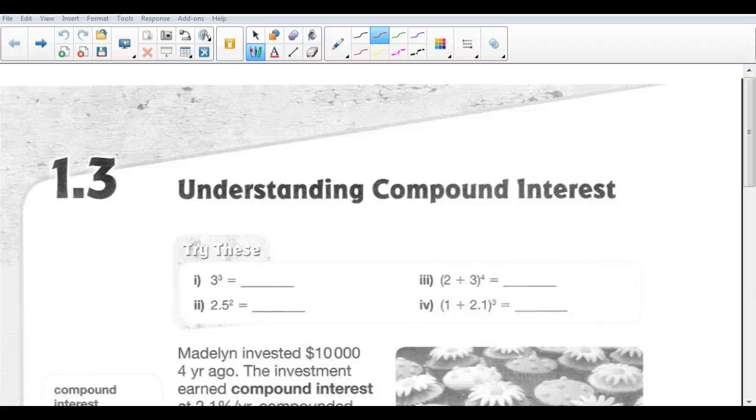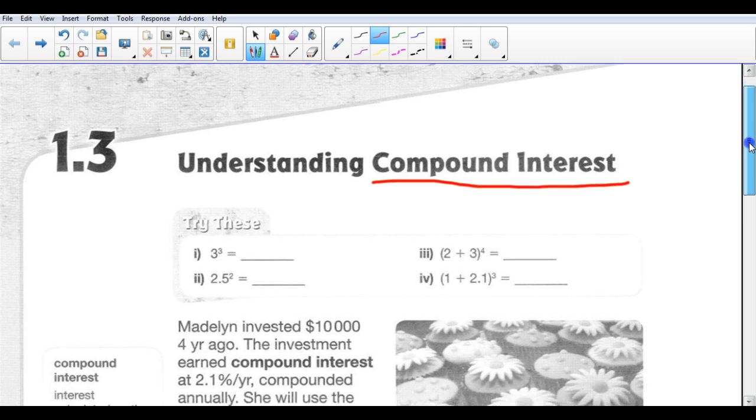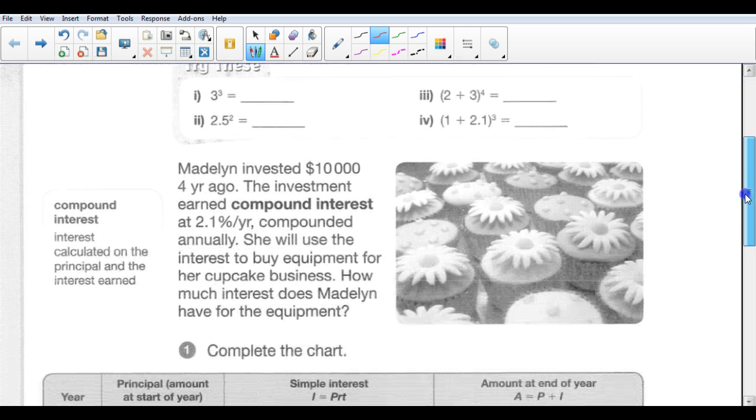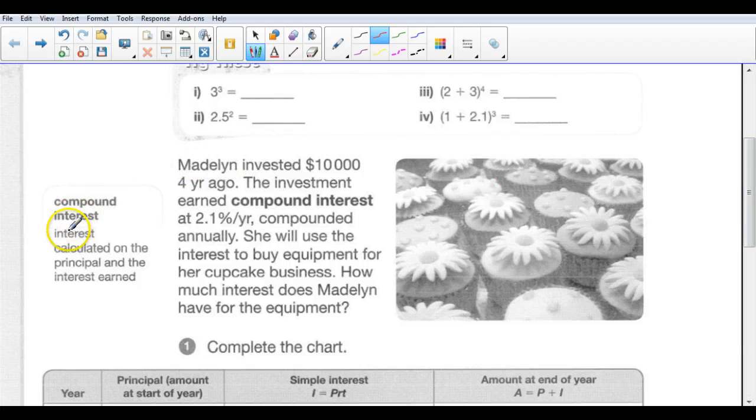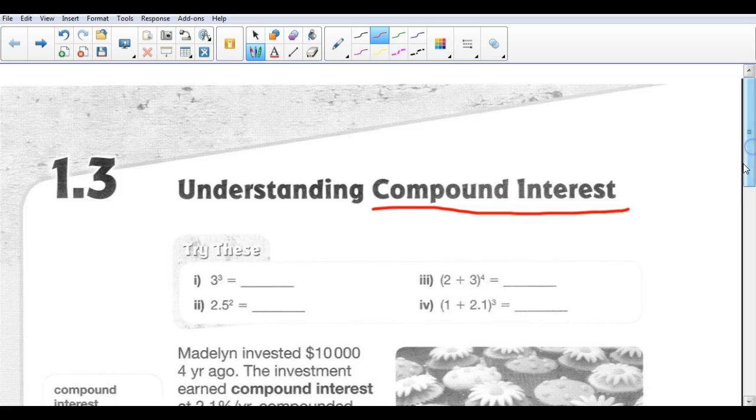Okay, this is 1.3, and we're going to be talking about a term that we call compound interest, as opposed to earning simple interest. It's very important to know the difference between the two. Compound interest is the interest calculated on the principal and the interest earned. It's usually done if your time is more than 1 year.